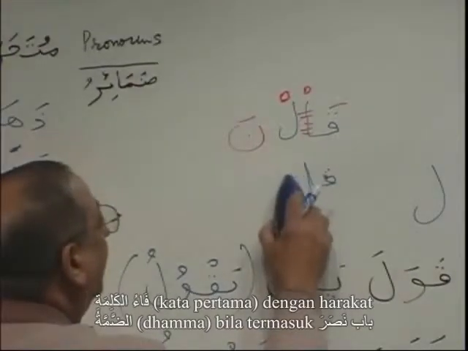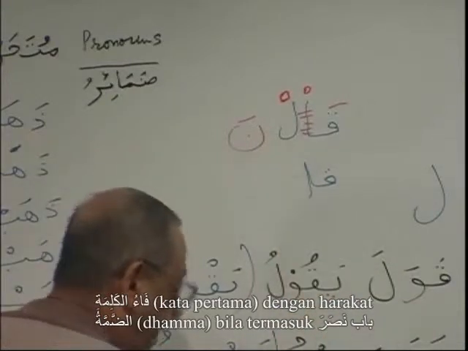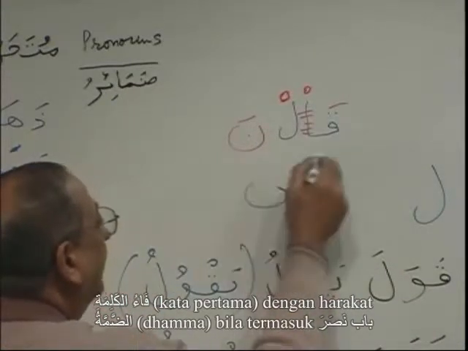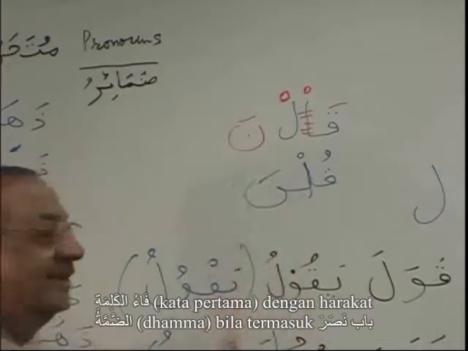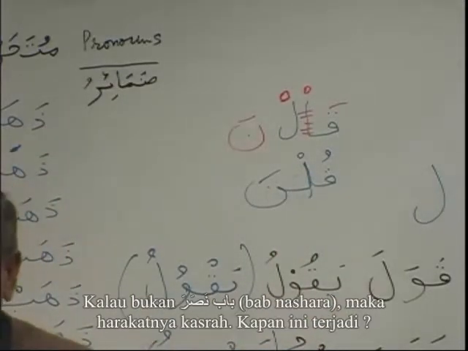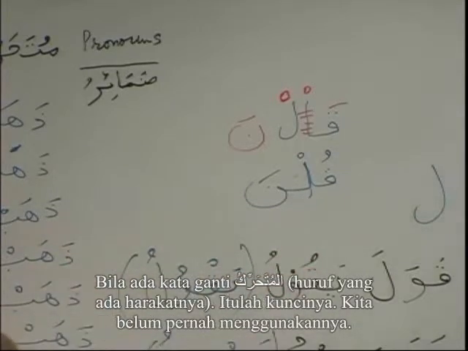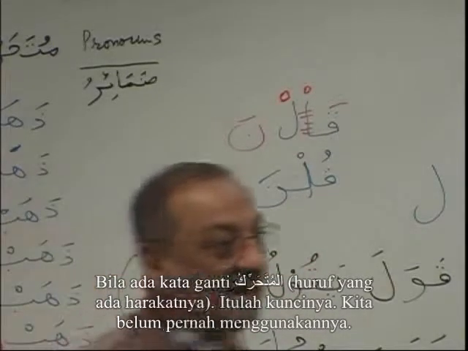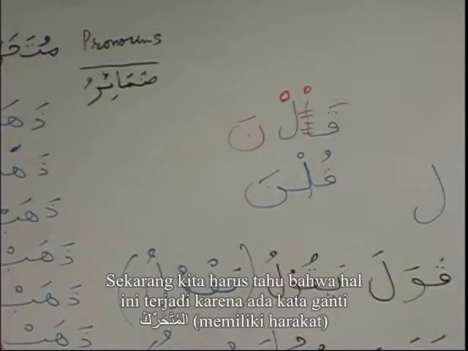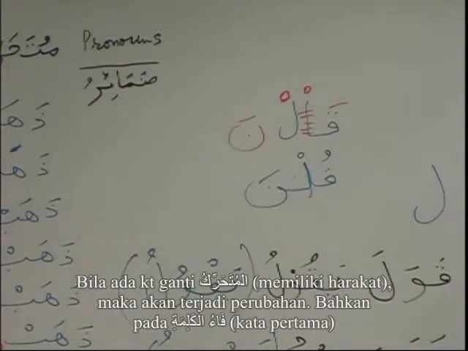Fa kalima gets dhamma when it is bab nasara. Otherwise, it will get a kasra. When did it happen? When the mutaharrik pronoun came. That is the key. We never used these things before. Now we have to know that it is the mutaharrik pronoun. When mutaharrik pronoun came, the change took place even on fa kalima.